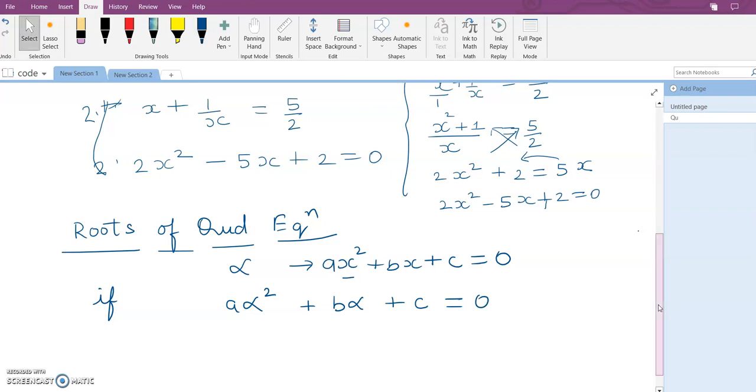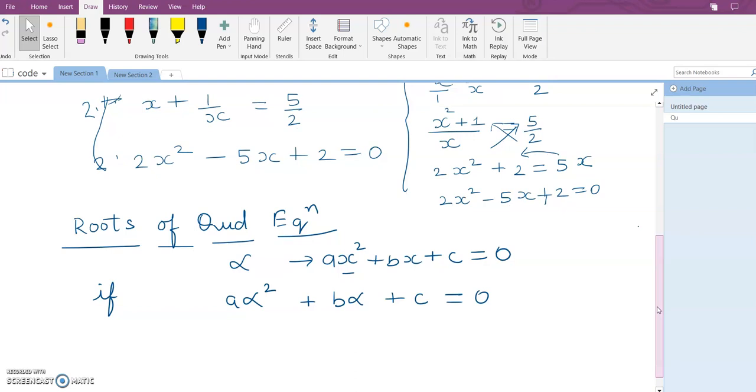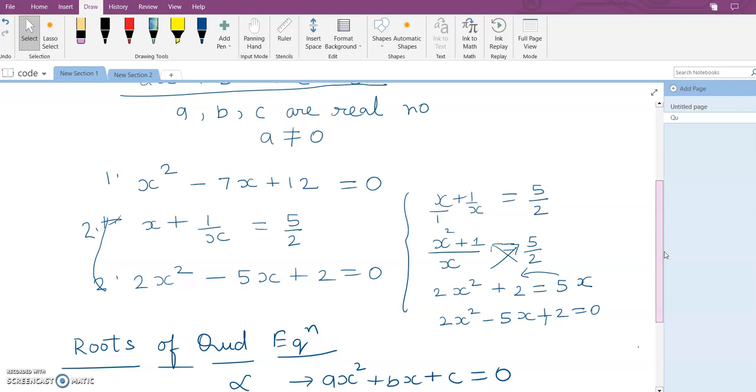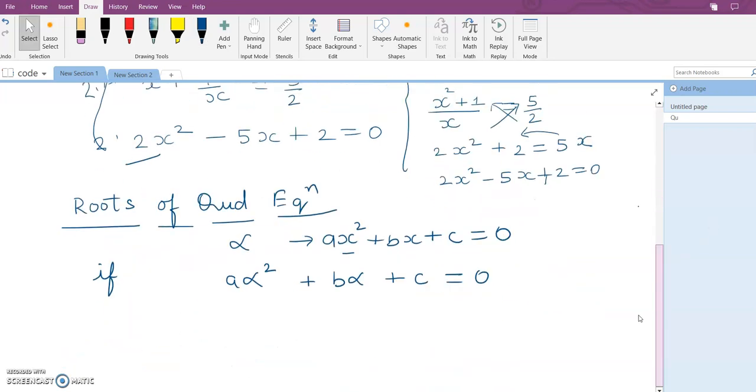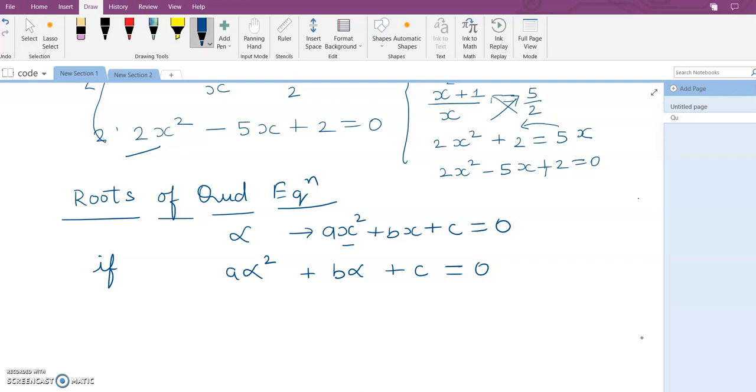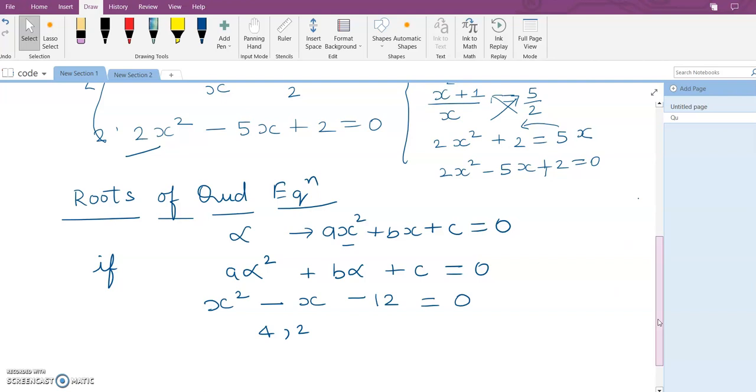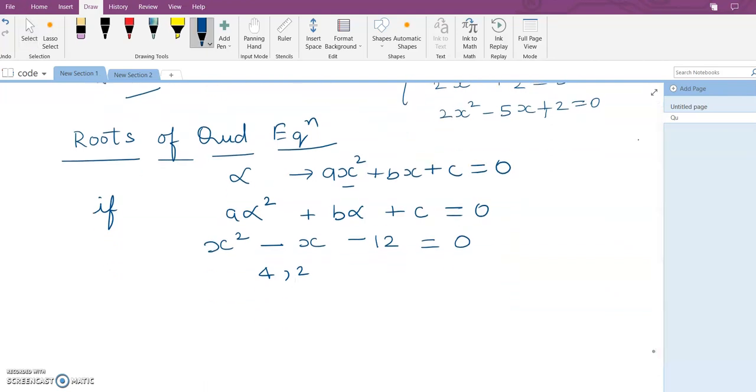Let's see this in an equation form. So we can check the previous equations as well, x square minus 7x plus 12, or the second equation, 2x square minus 5x plus 2, or I will take another equation: x square minus x minus 12 equals to 0. Now I have two numbers, let's say 4 and 2. I will check which number is the root of the equation and which number is not. So for these numbers to be root of this equation, it should satisfy this condition, a alpha square plus b alpha plus c equals 0.